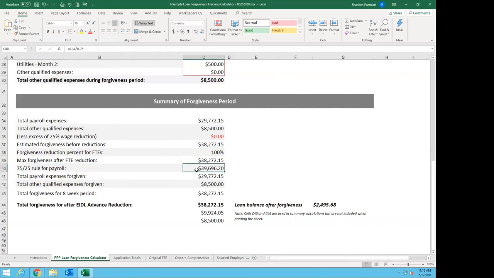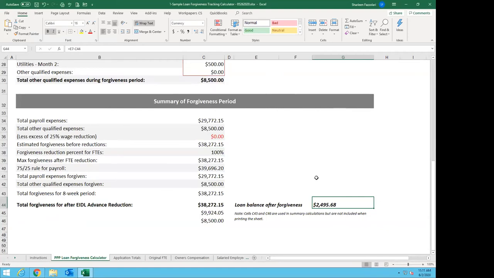Here's where we look at that 75-25 rule, that you need at least 75% on payroll. 25% can then go towards the other expenses. And then this here goes to what your total forgiveness amount is. And at the end, this over here will show you if you have a loan balance remaining.